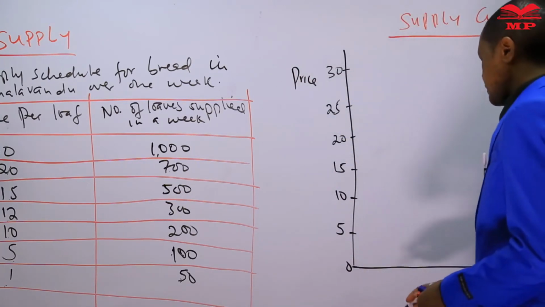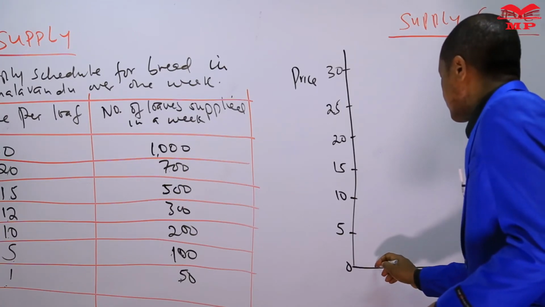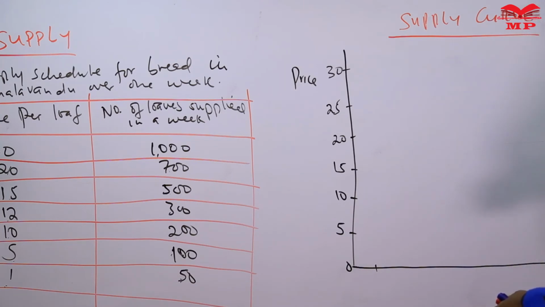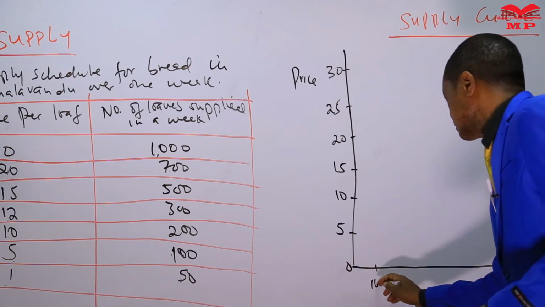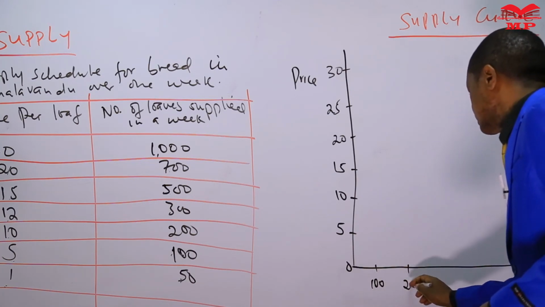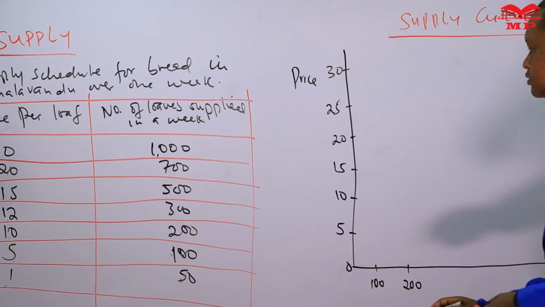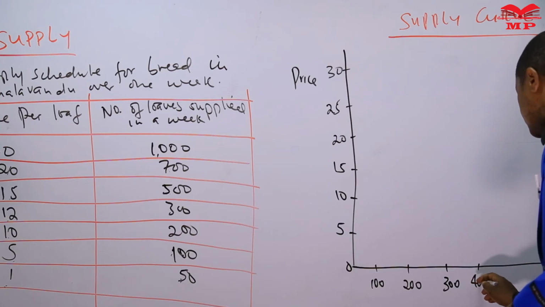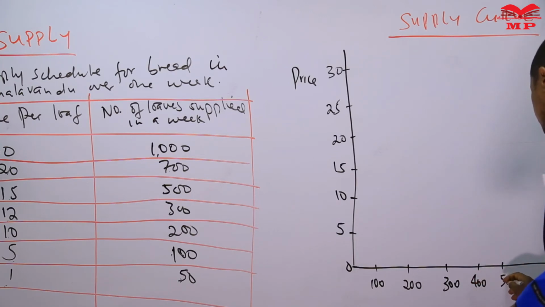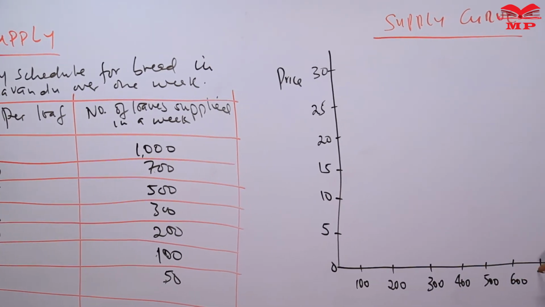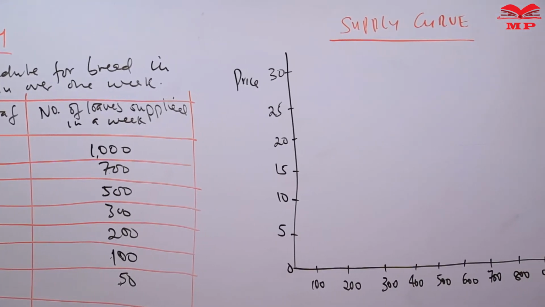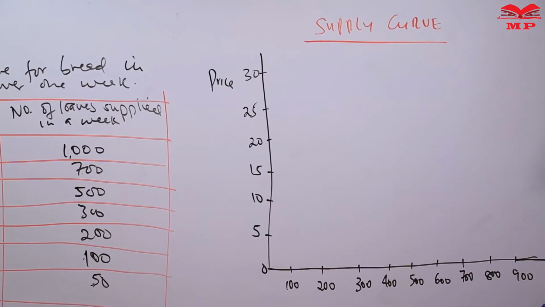Then on the x-axis, you can talk of 100, 200, 300, 400, 500, 600, 700, 800, 900, 1000.